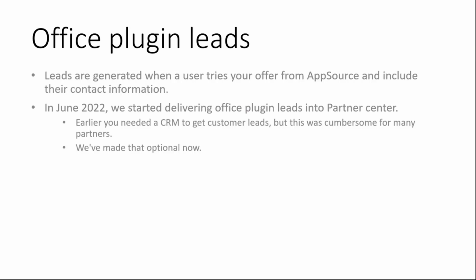So I just wanted to quickly talk about leads. Office plugin leads are generated when a customer or user of your plugin says get it now in AppSource, and it includes all of their contact information, things like name, email address, phone number, job title. In June of this year, we started delivering these leads into Partner Center. In the past, we didn't have this functionality, and developers had to have a CRM system or sign up for Azure Table Storage in order to get these leads and then process them in whichever way they wanted.